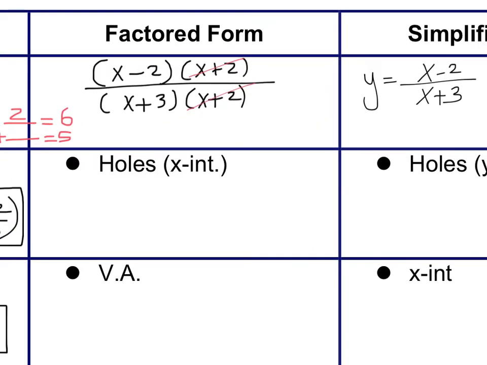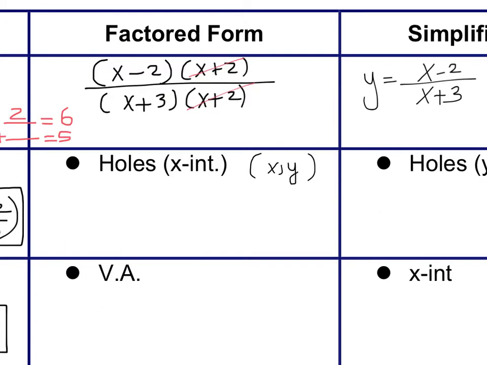So I canceled out x plus 2 from top and bottom, and I'm left with x minus 2 over x plus 3. So that's going to be my factored form, and this is going to be my simplified form. Now, whatever I canceled, it's x plus 2, and that's going to give me the hole of the function. The hole of a function is basically a point having an x and a y.